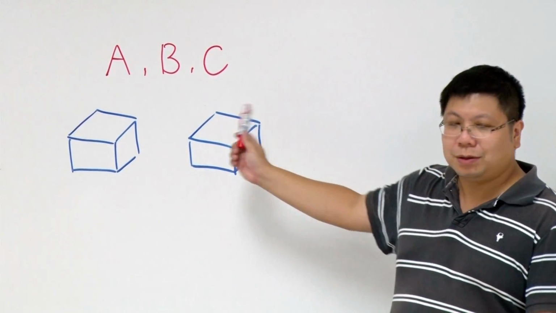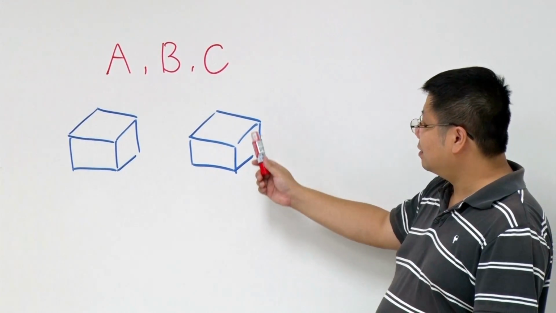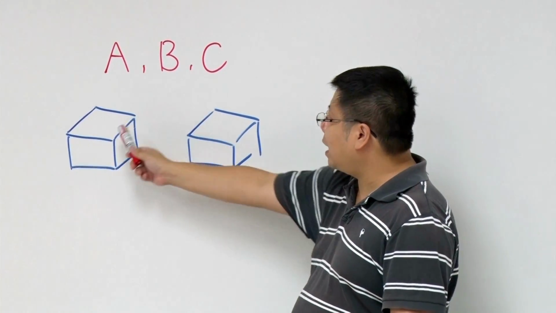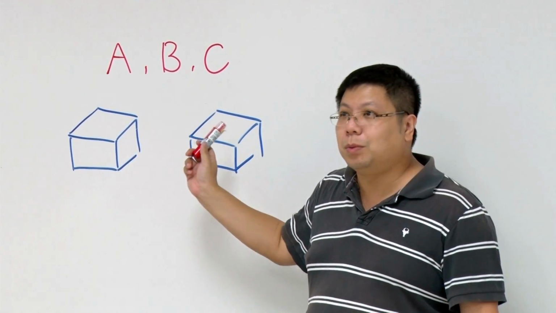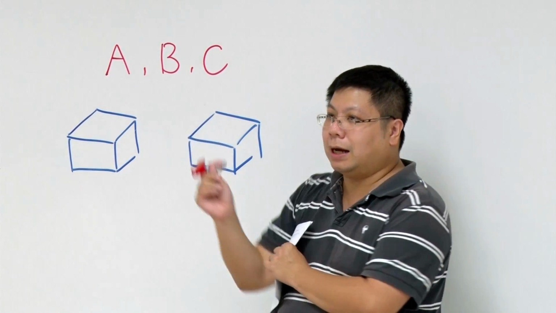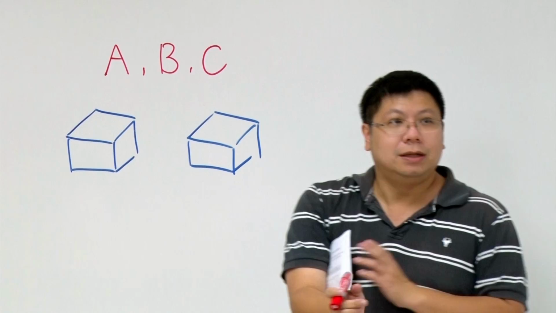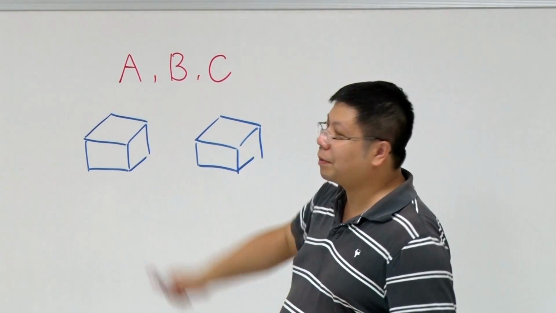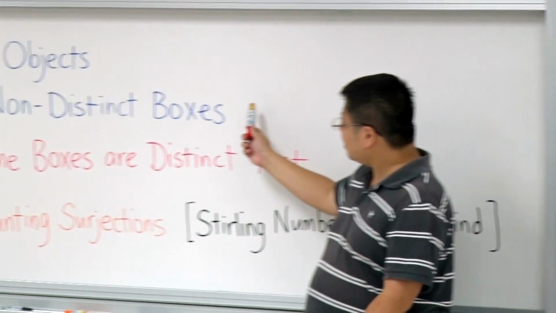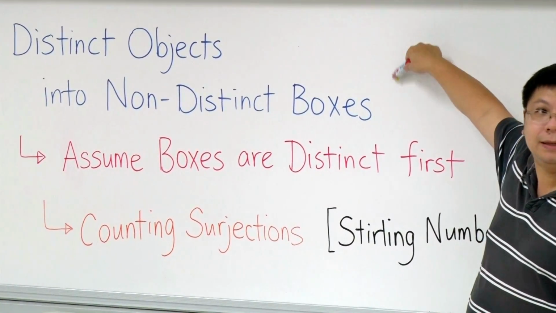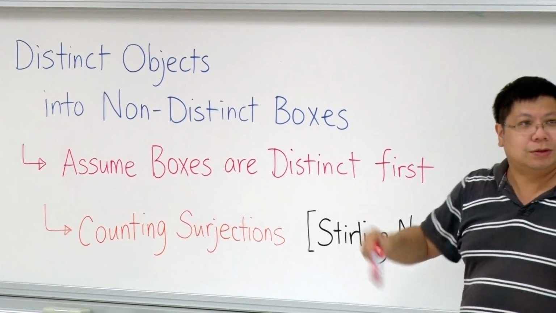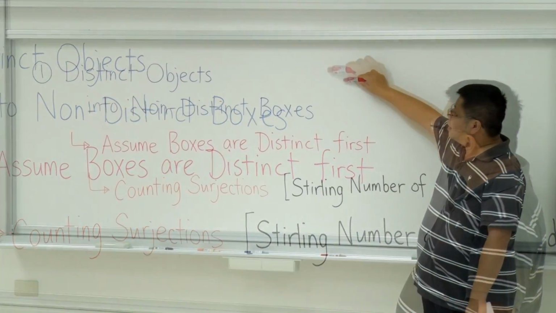But what we are going to find here is that boxes are now non-distinct. We cannot tell the difference between them. So what we care about is how the objects are distributed or partitioned. This is the topic for today. It turns out that to analyze directly the number of ways to do so, there is a way, we will see.